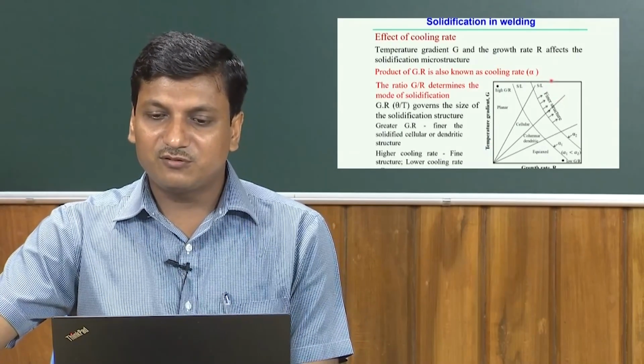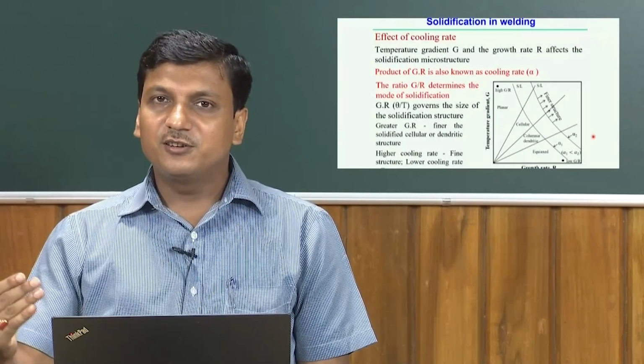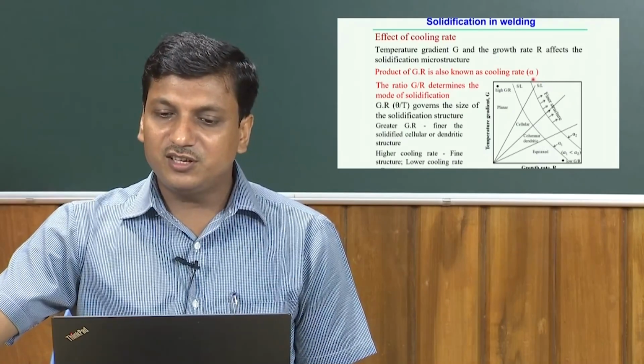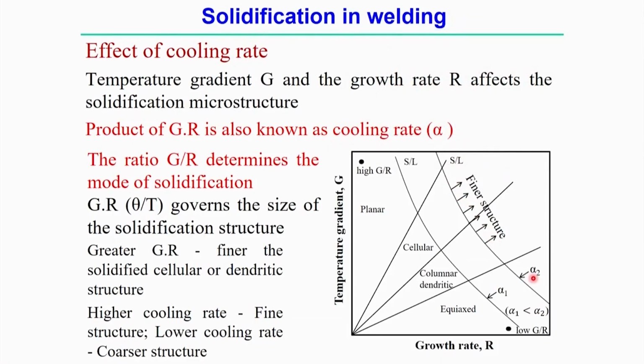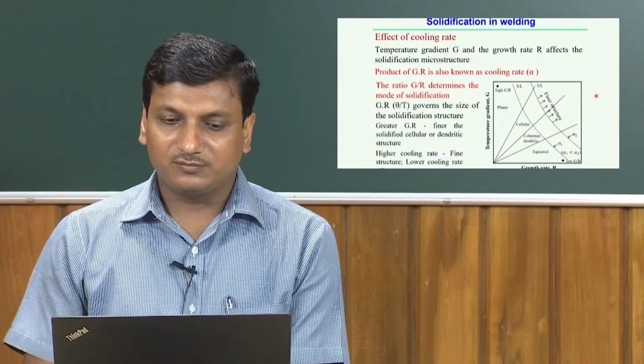If we see this figure also, most of the structures that exist in this case are either cellular or columnar dendritic, and planar and equiaxed are the two extreme cases here. But in general, cellular and columnar dendritic structures exist, and the structure becomes finer if the cooling rate is very high. That means beyond that zone, the second line corresponds to alpha 2. So, basically, alpha 1 equals one value of G1 R1, and alpha 2 is another value of G into R.